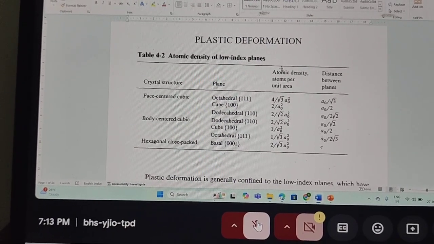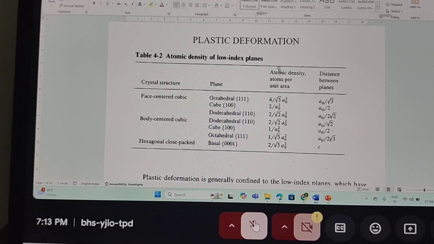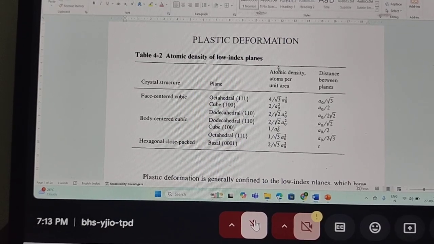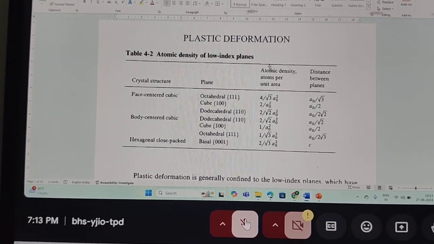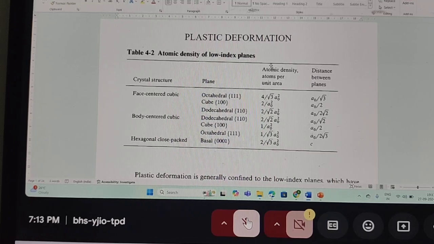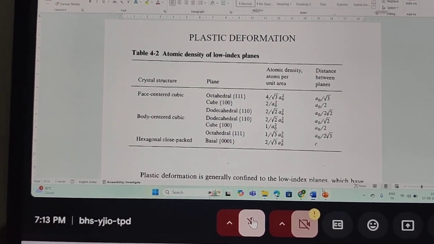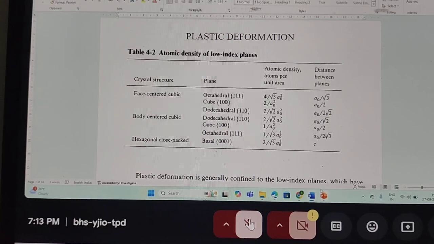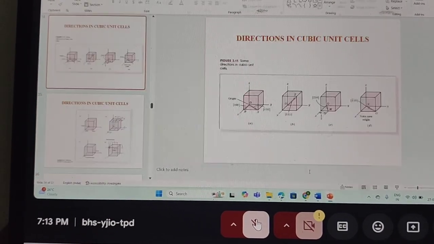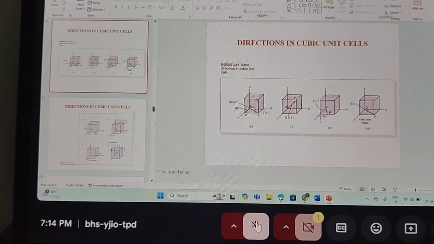Do you remember those things, or have you studied those things? Because you have to take the class or the exam on CS1 also, for some people at least. Is it not? So I'll quickly browse you through the crystal directions and planes in crystals.